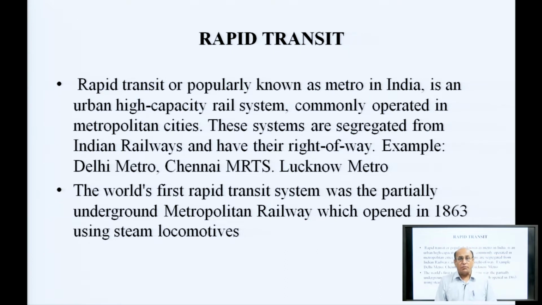Rapid transit, popularly known as a metro in India, is an urban high capacity rail system commonly operated in metropolitan cities. These systems are segregated from Indian Railways and have their own right of way. For example, we have Delhi Metro, Chennai MRTS, Lucknow Metro, and many other cities have a metro. The world's first rapid transit system was the partially underground Metropolitan Railway, which operated in 1863 using steam locomotives.